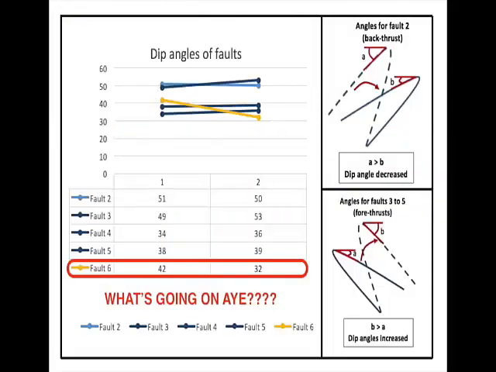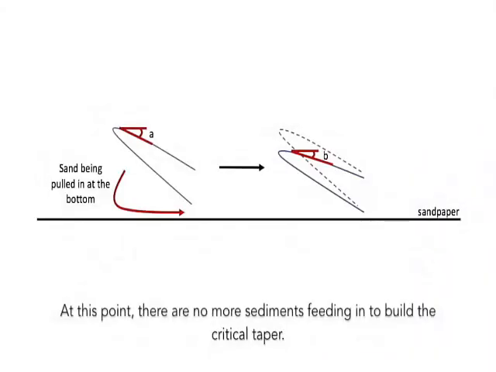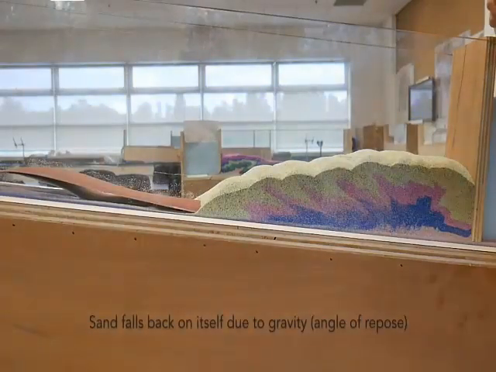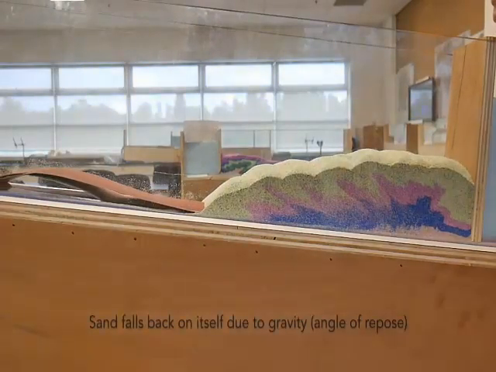Fault 6 does not follow the same trend. Instead, its angle becomes smaller unlike the previous forethrusts. What's going on? At this point, there are no more sediments feeding in to build the critical taper. Therefore, sediments are pulled along the sandpaper at the bottom, causing the dip of the forethrusts to decrease. Sand falls back on itself due to gravity.